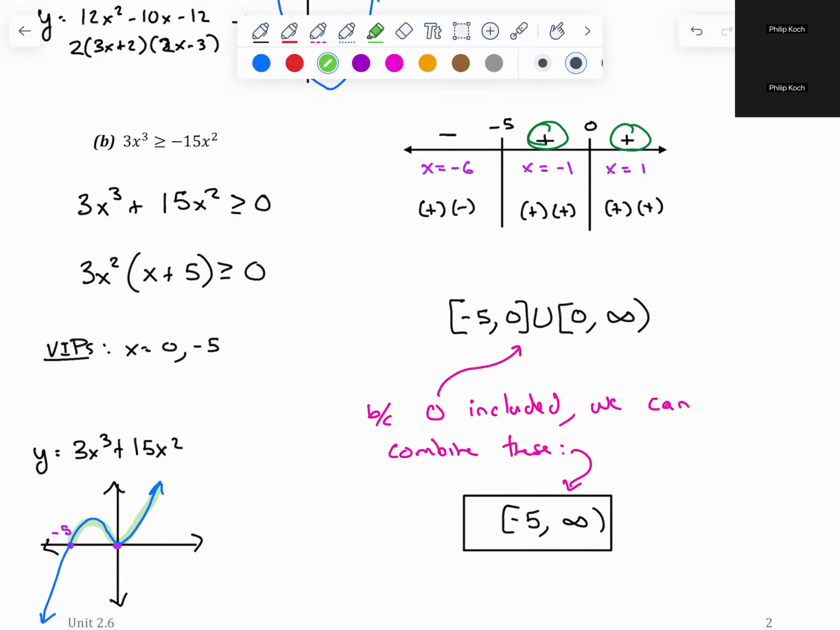Yes. And just to clarify, it's going through and bouncing because of the multiplicity, right? That's correct. First one is our -5. The 3x cubed is -5. Okay. And that's going to cross through because that's multiplicity 1.